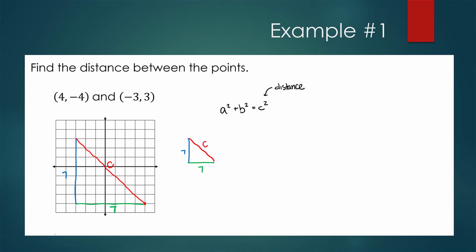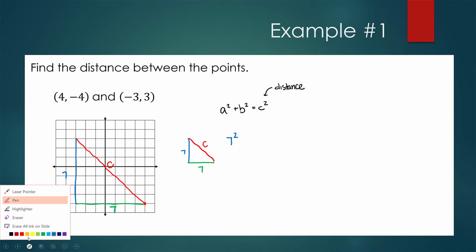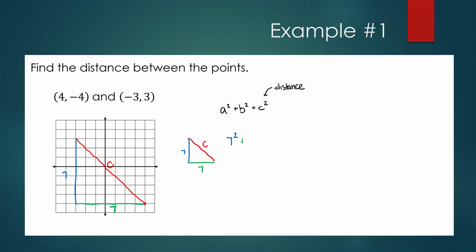So I'm going to go ahead and fill in the values into my Pythagorean theorem. A squared is 7 squared, plus B, which is 7 squared, equals C squared. So 7 squared is 49, plus 49 for the 7 squared again, equals C squared. Add the 49 plus 49, 98 equals C squared.